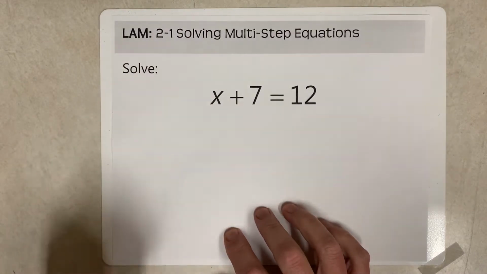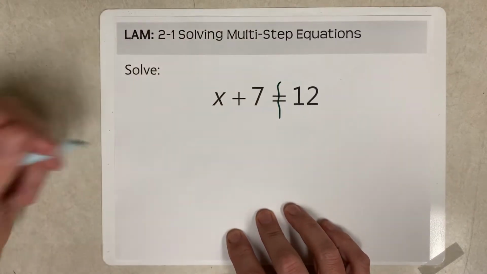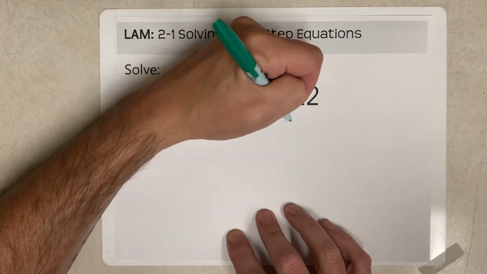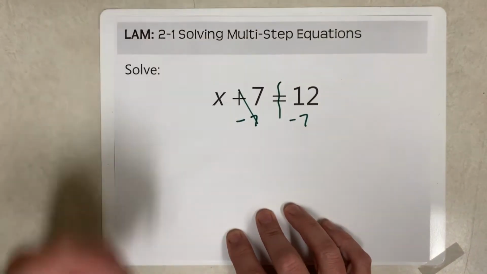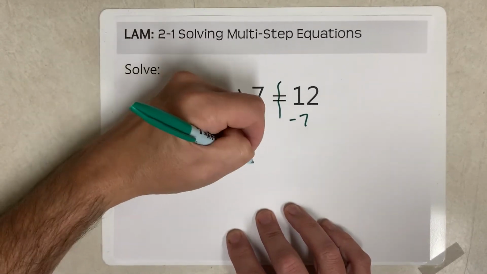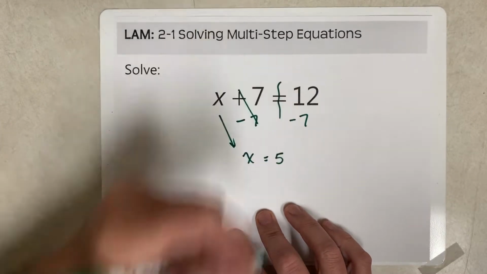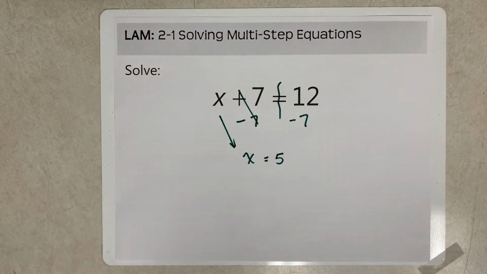x plus 7 is equal to 12. As you saw in my previous videos, you have a river there. You need to subtract 7, the opposite operation. Cancel those out, additive inverses. Bring down your x. And 12 take away 7 should be 5. And so 5 is the solution. One step.